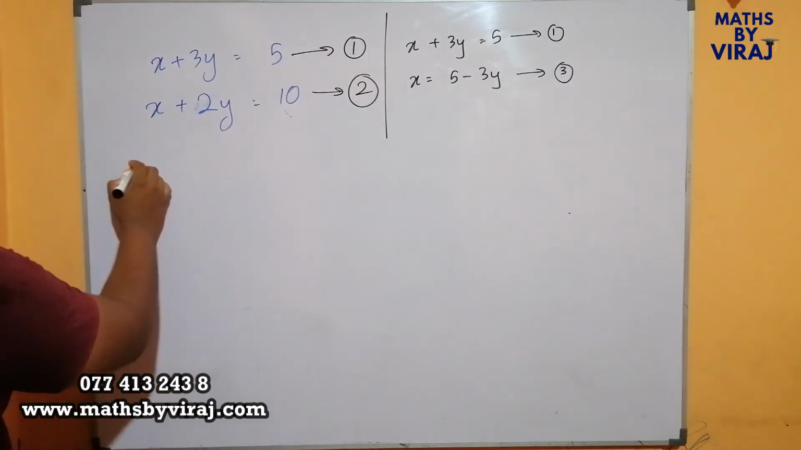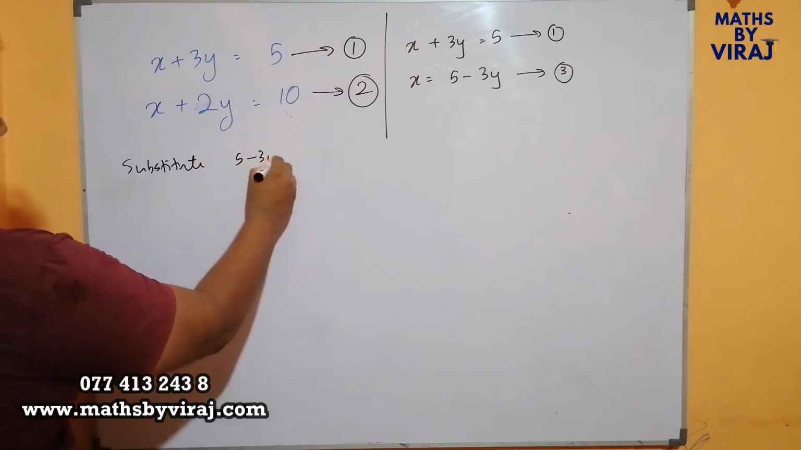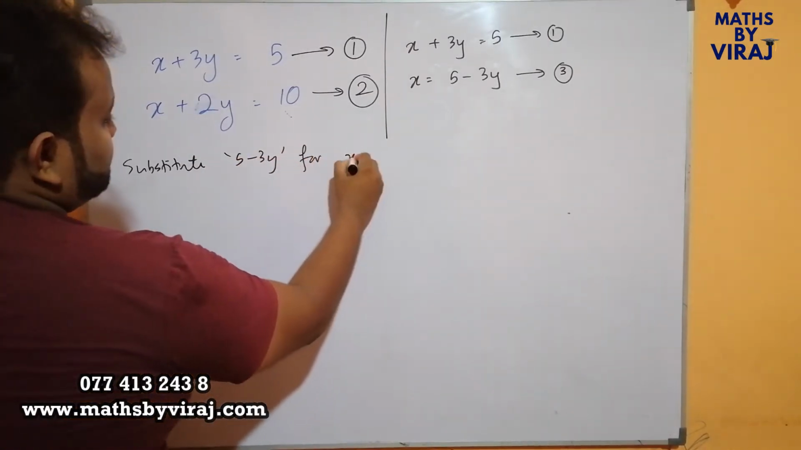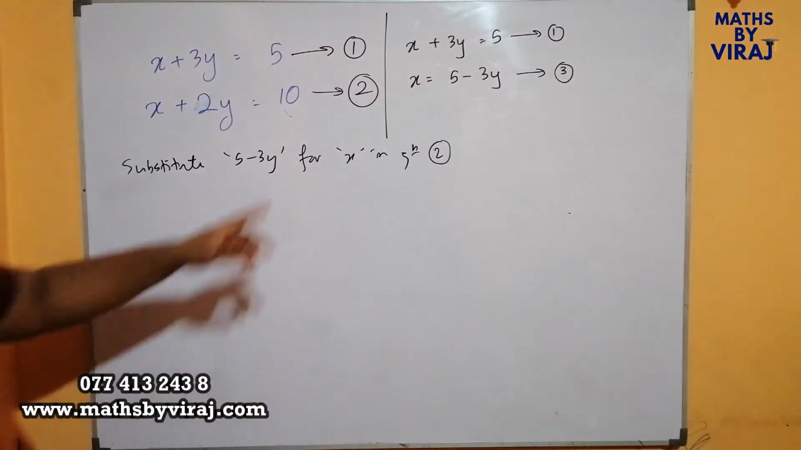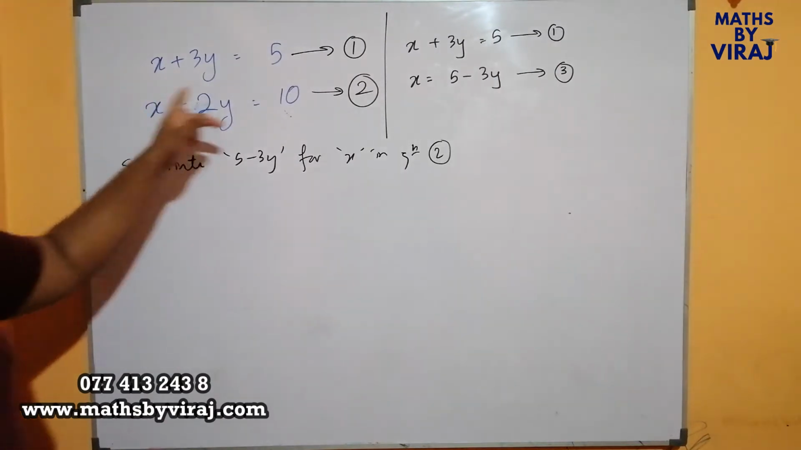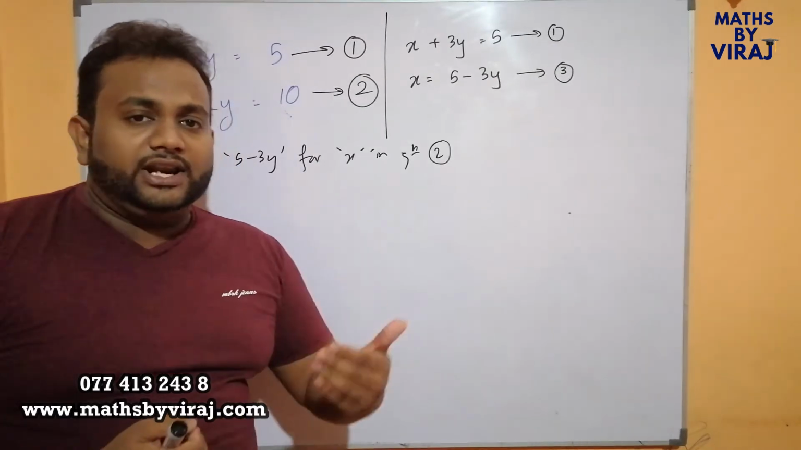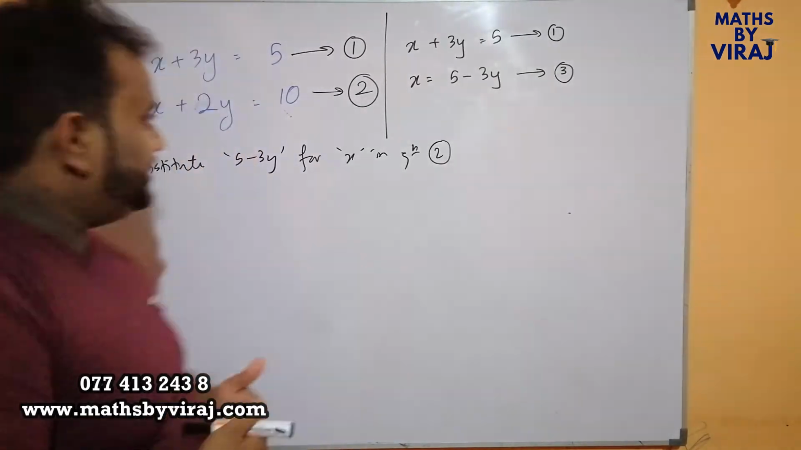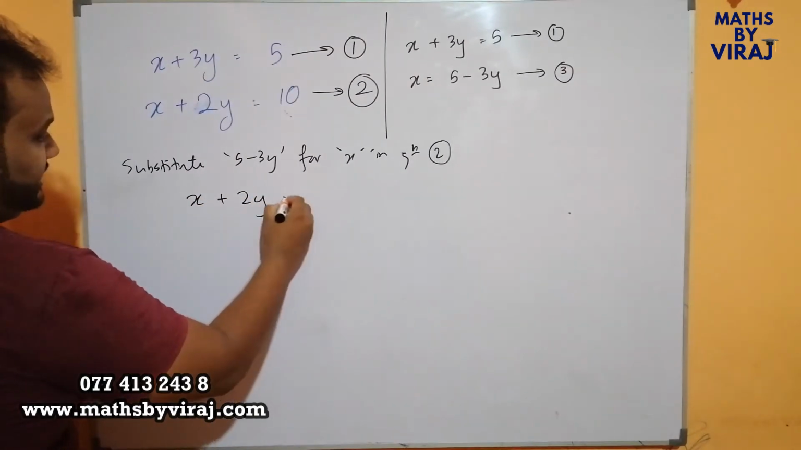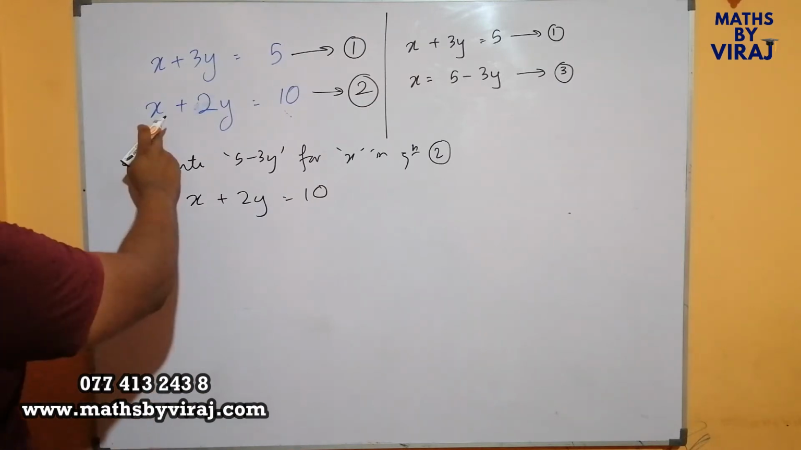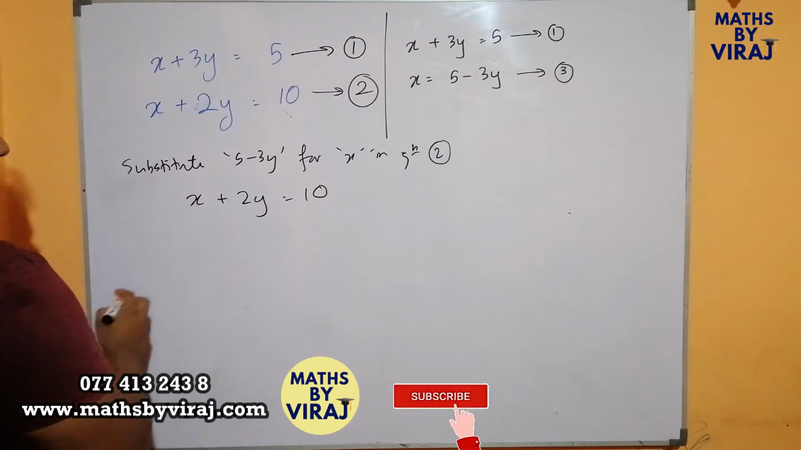Now, for the second equation, I can substitute 5 minus 3y for x in equation number 2. For equation number 2, instead of x, now I can substitute 5 minus 3y. This is the reason why we call this method the substitution method. Now, the equation that we have is x plus 2y equals 10. Instead of x, I can substitute 5 minus 3y from equation number 3.